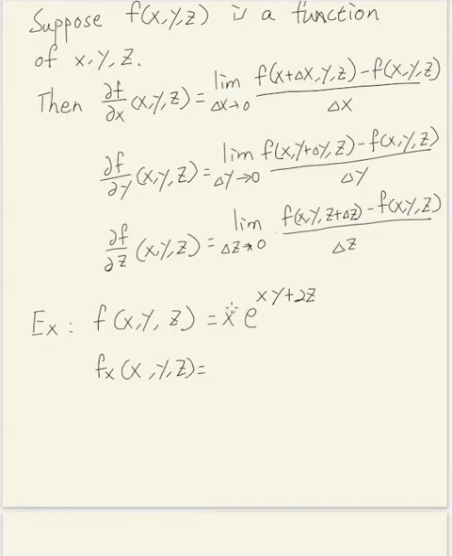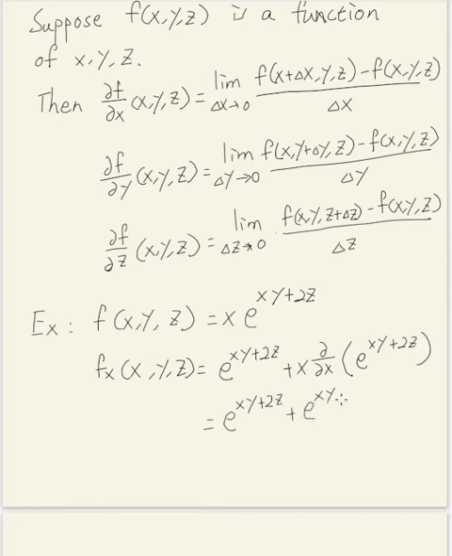F sub x is, by the product rule, the derivative of x, which is 1, times e to the xy plus 2z, plus x times the derivative of the second part. We get e to the xy plus 2z, plus e to the xy plus 2z times the derivative of the exponent, which, since y and z are constants, is y.